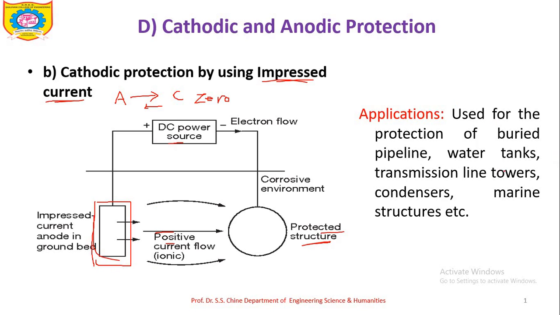Now the applications of this cathodic protection by using impressed current. So this can be used for the protection of buried pipelines, water tanks, transmission line towers, condensers, marine structures, etc. Okay, so all these are the applications of cathodic protection by using the impressed current. So what is the overall principle of cathodic protection? The metal structure to be protected is forced to behave like the cathode.